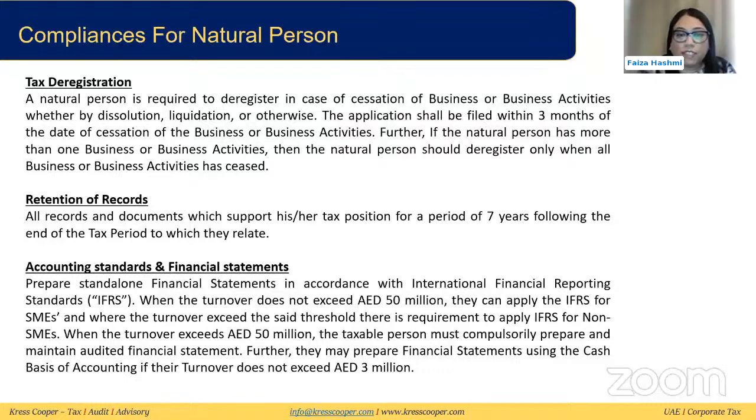You will need to make financial statements, and just like for a juridical person, if your turnover is more than 50 million, then it has to be IFRS. If it is less than 50 million, you can go for IFRS for SMEs. And if it is less than 3 million, you can go for the cash basis of accounting. If it is more than 50 million, you will need to have an audited financial statement. So the same rules will apply.